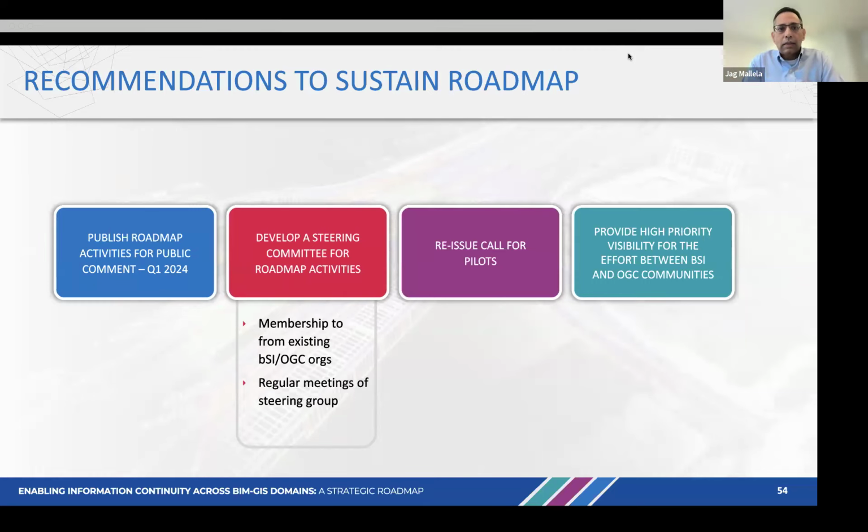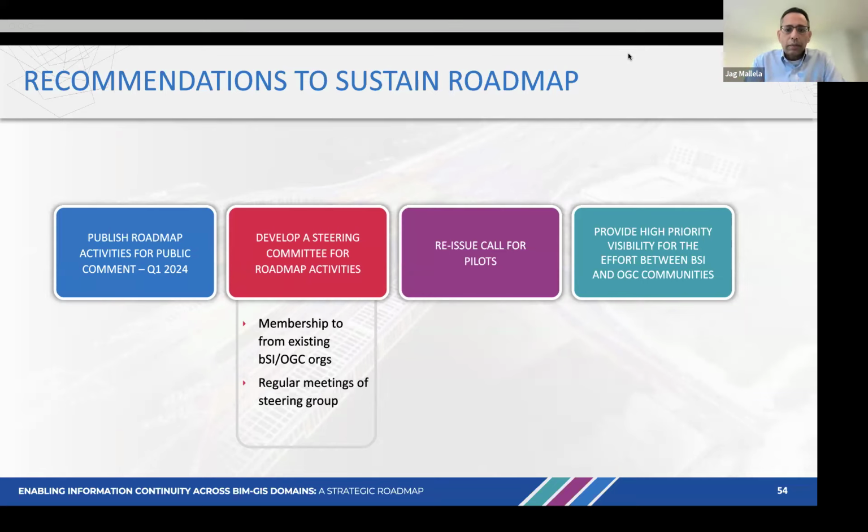We will be liaising with ISO through Eric's efforts and others who are interested in this work. But we do need to form that steering committee membership to be driven by bSI and OGC. If you want to learn more about what's happening, we do have some work sessions planned in the upcoming meetings. There are a couple of upcoming meetings, and the download is also available.